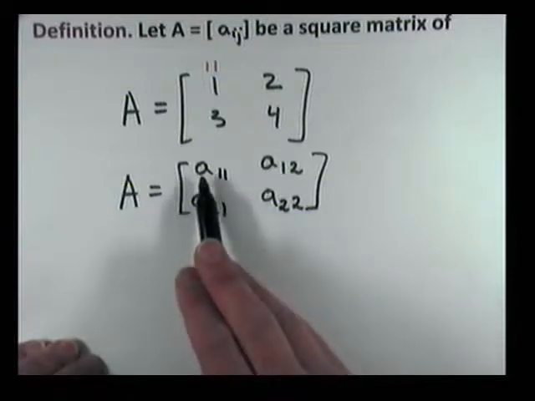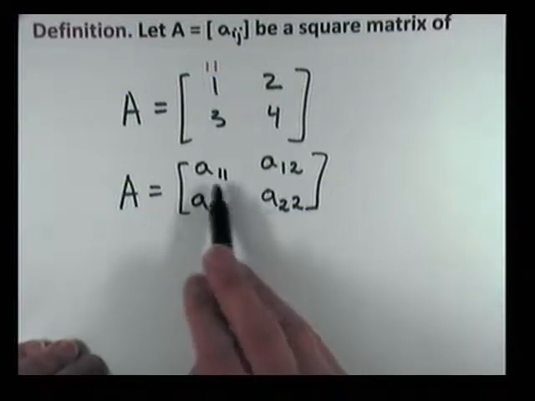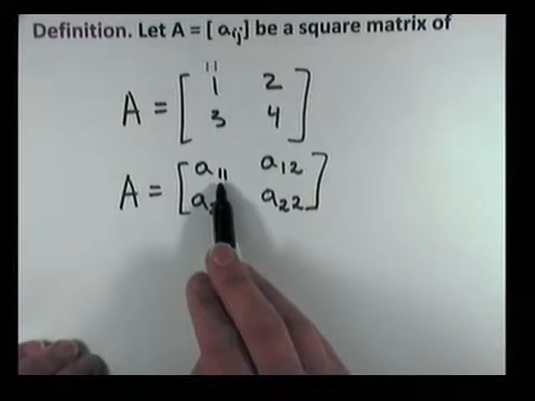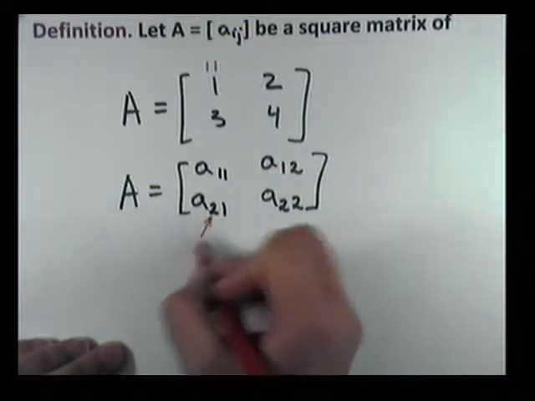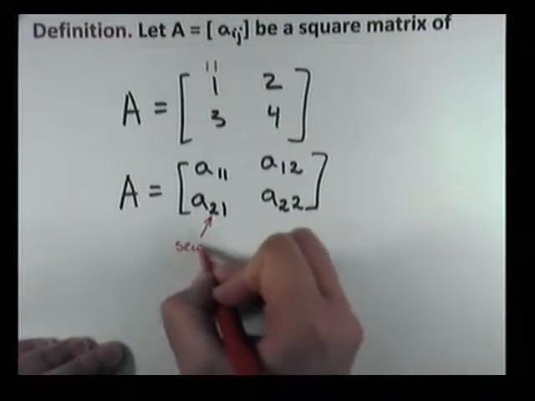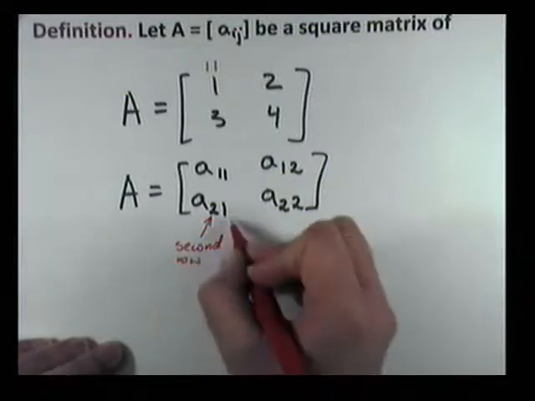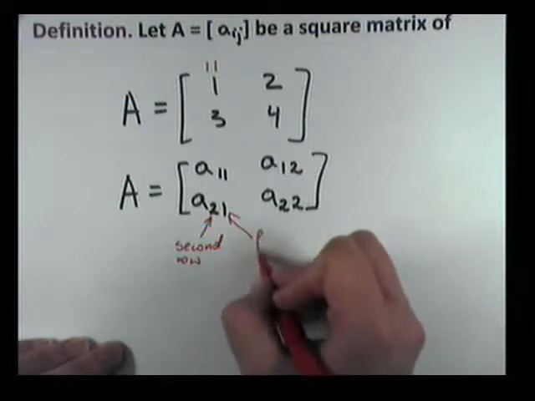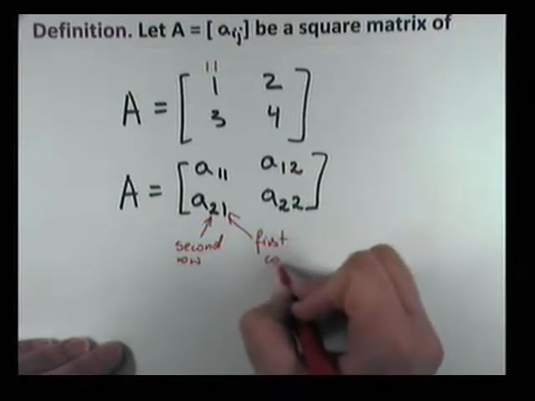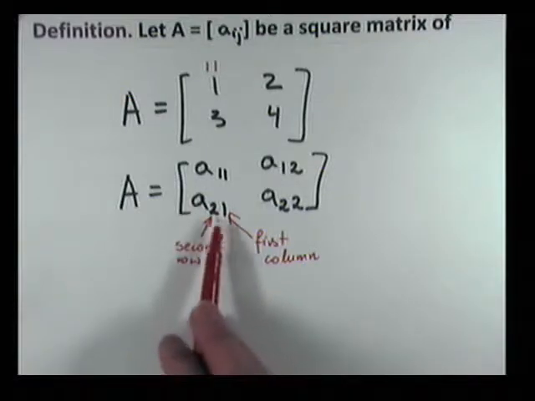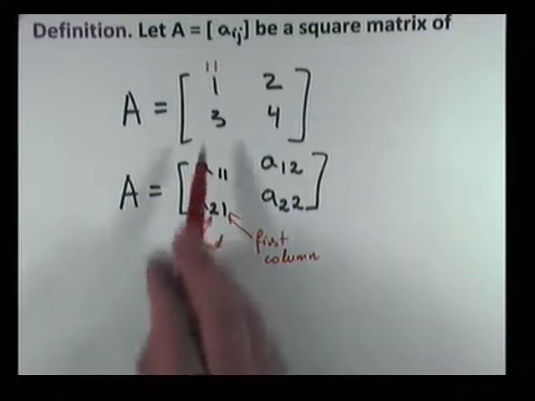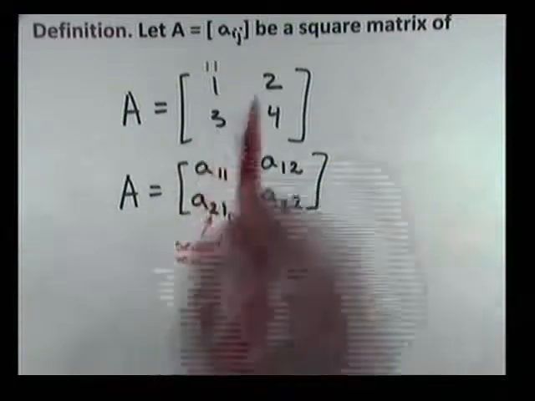Or you can use any letters, b, c, or whatever. Those positions just tell you what position the number is in. The first number is always the row, and the second number is the column. So for example, this is second row and first column. The corresponding term to the second row, first column, is 3 for this matrix.